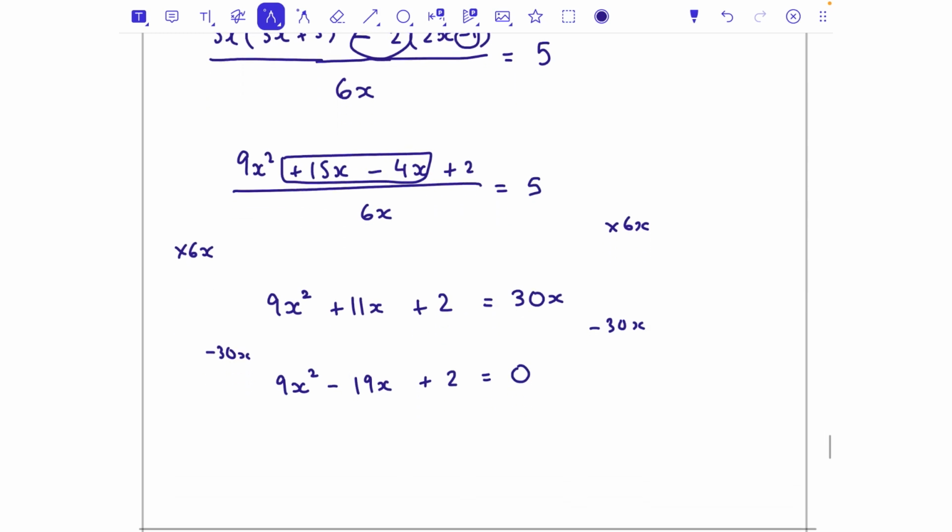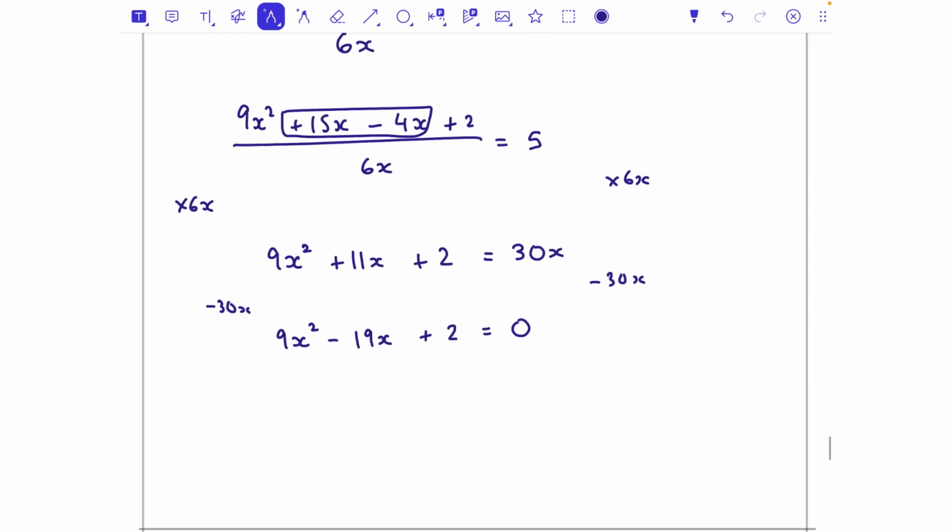And now we're going to factorise that. So I'm looking for putting that into brackets. Now that's going to be quite tricky. Now you might do the a times c method. Let's do that. 9 times 2 is 18. So we're looking for two values that multiply to make 18 and add to make minus 19, because that's the term in the middle there.